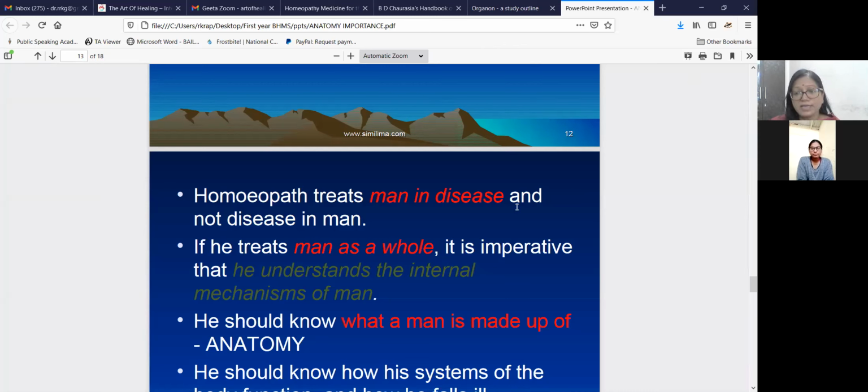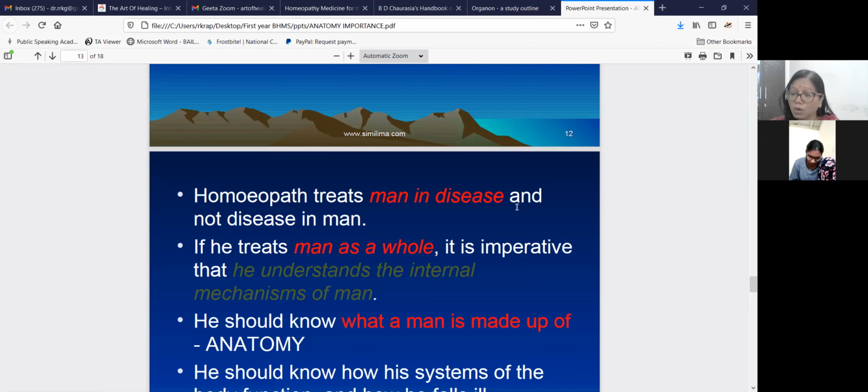When you say man in disease, that means you're focusing on the man. Man is the completeness of an individual, which consists of the person's body structures, the person's mentality, and the functioning of the body structures. All this includes the man or the individual who is suffering. Disease means suffering. So a homeopath treats the man in disease, the man who is suffering, and not the disease in man. We are not focusing on the disease, we are focusing on the total human being.